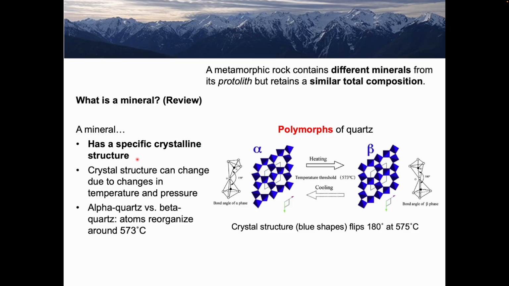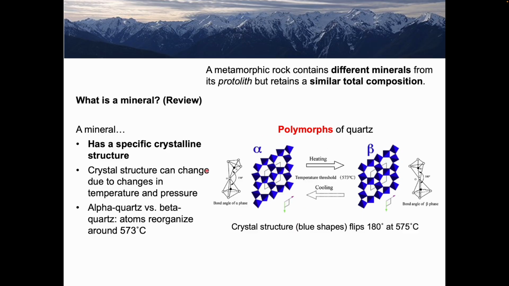Let's talk about that specific crystalline structure part. Sometimes when a mineral forms under different conditions, its crystal structure can be altered. Here we have 2 different versions, or polymorphs, of quartz. These are the same mineral that contain the same chemical elements, but the crystal structure is slightly different. Quartz is made up of these 3-sided pyramids, which are called tetrahedrons, and they are all latticed together to create the crystal structure of quartz.